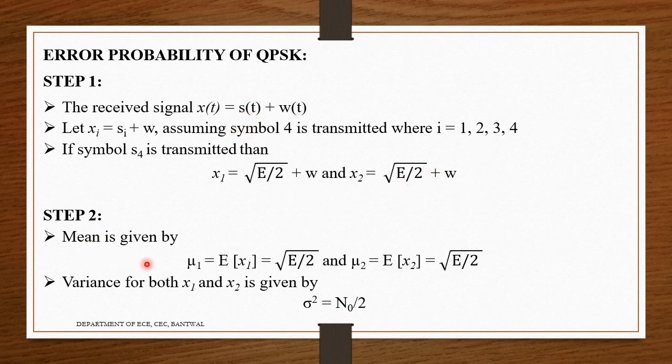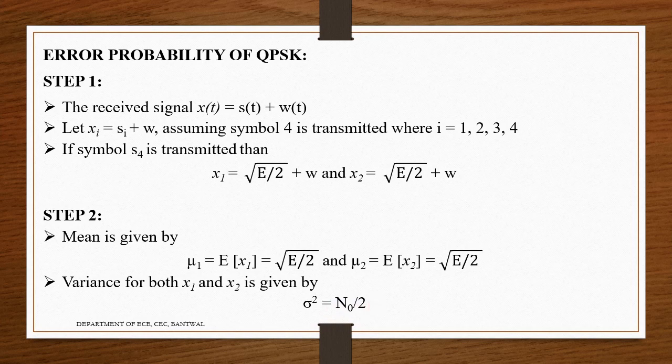So how is the mean represented here? Mu1 is equal to the expectation of x1, which is equal to square root of E by 2. Mu2 is equal to the expectation of x2, which is equal to square root of E by 2. Both are the same, both are positive. The reason both are positive is that it's easy for me to calculate. Then the variance for both x1 and x2 is given by sigma square equals N0 by 2.